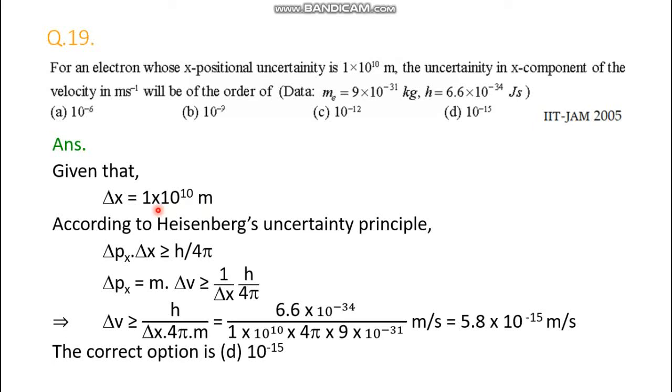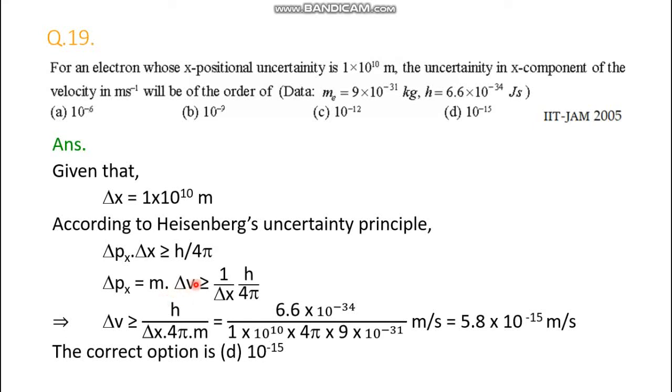Here the uncertainty along the x-axis is 1 into 10 to the power 10 meter, and according to Heisenberg's uncertainty principle, we know that delta px into delta x is greater than or equal to h by 4 pi. Therefore delta px can be analyzed into two components, which is m into delta p, where m is the mass of the particle and delta p is the uncertainty in velocity. By rearranging, if delta x is taken to the right hand side, then delta px is greater than or equal to h by delta x into 4 pi. So this delta px is greater than or equal to 1 by delta x into h by 4 pi.